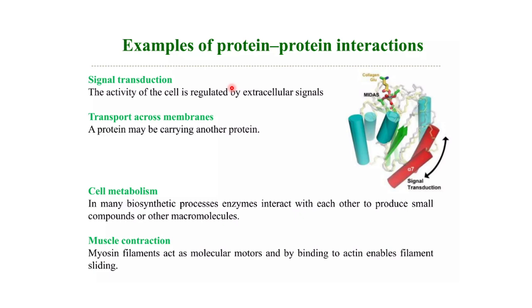Now we'll get into examples of a few protein-protein interactions, like signal transduction, that is the activity of the cell regulated by extracellular signals. You can see a combination where collagen is present over here. The glutamic acid is highlighted, you have the MIDAS, and then it leads to signal transduction through these alpha helices that are highlighted in red.